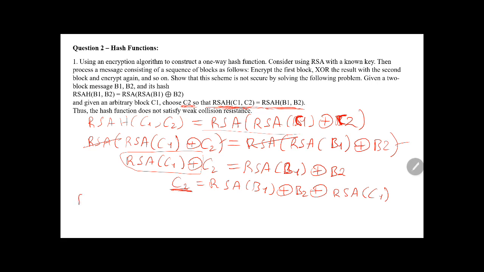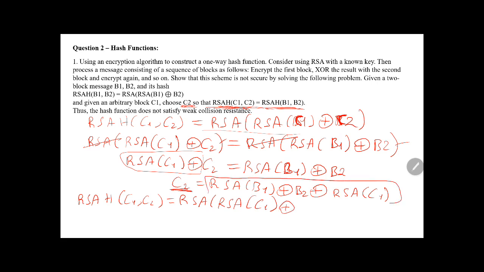We can represent RSA hash of C1 C2 as follows. It says RSA of C1, which is the arbitrary block that we should have, XORed with C2, and now this is C2. So we put this C2 here. Okay, so far so good. So if we do this, what do you think it should be?